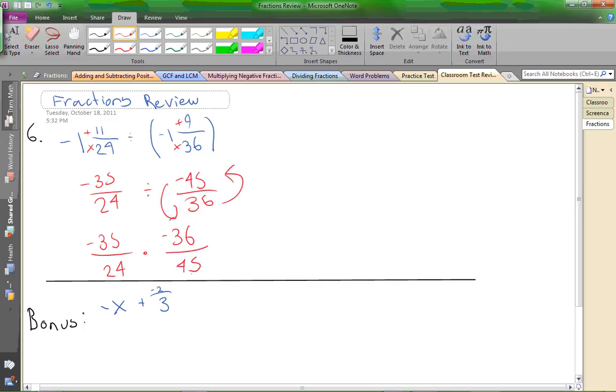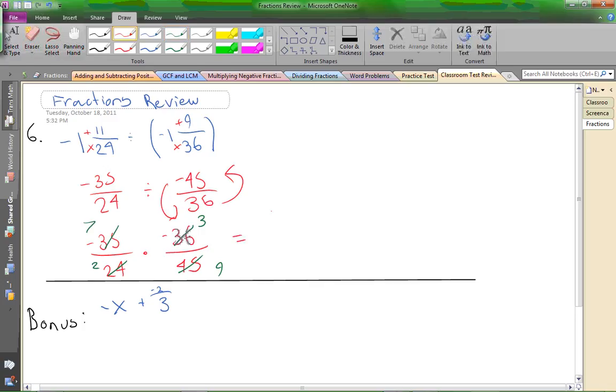So now that we have our problem all written out, we need to cross-cancel our numbers. So for 24 and 36, I am going to simplify by 12. So 12 goes into 36 3 times, and 12 goes into 24 twice. For 35 and 45, I'm going to do 5s. 5 goes into 45 9 times, and then 5 goes into 35 7 times.